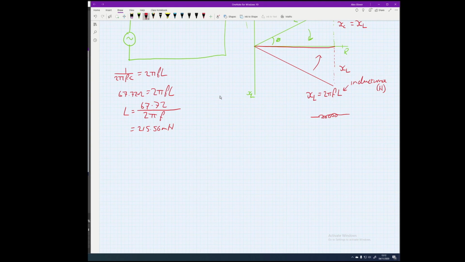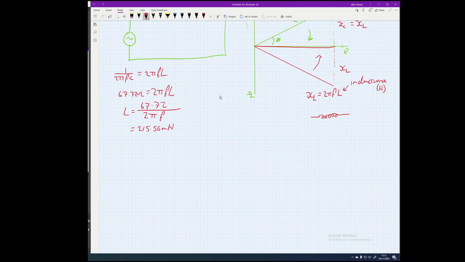It's pretty unlikely that you'll be able to find a 215 millihenry inductor, but if you did this in the real world, you'd be looking to get the phase angle close to 0. You wouldn't be making your own inductor at 215.56 millihenries. You'd be looking, maybe if there's a 220, go for that and see what value it gives you. It will probably be very close.